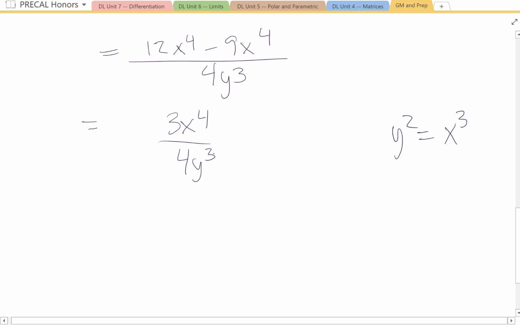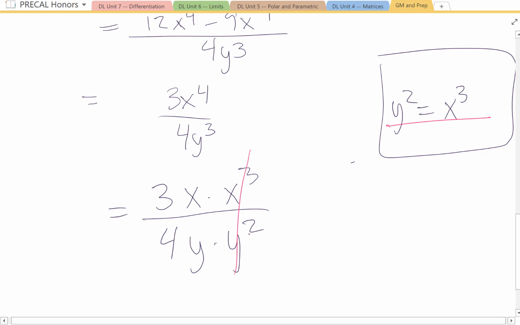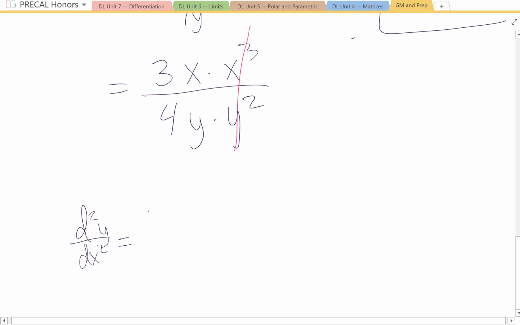Still, there might be some simplifying I can do, remembering that y squared is equal to x cubed. So I will write this as 3 times x cubed over 4 times y squared. And I know that y squared and x cubed are the same, so x cubed over y squared would equal 1, which gives me 3x over 4y as my second derivative with respect to x.